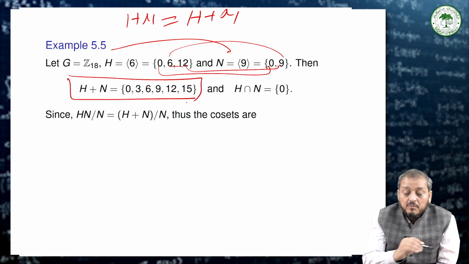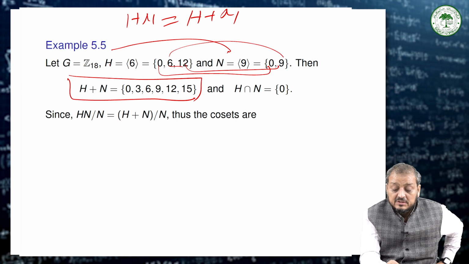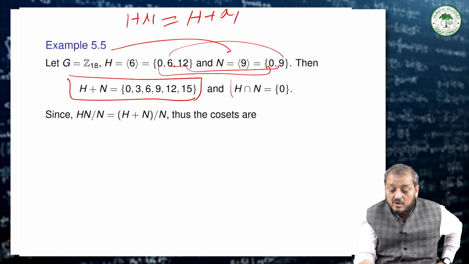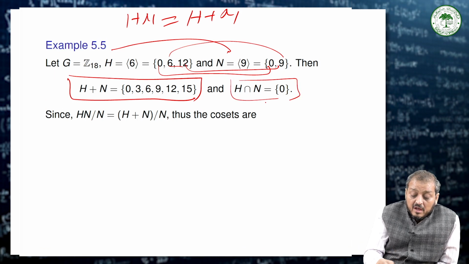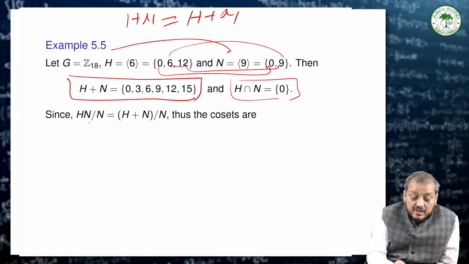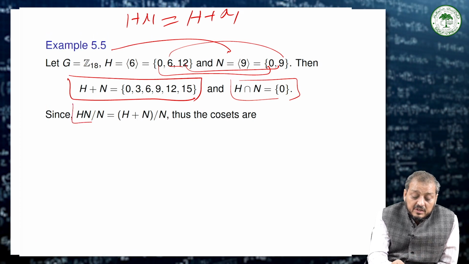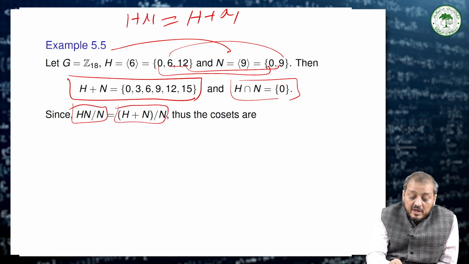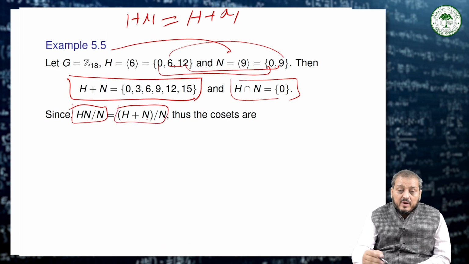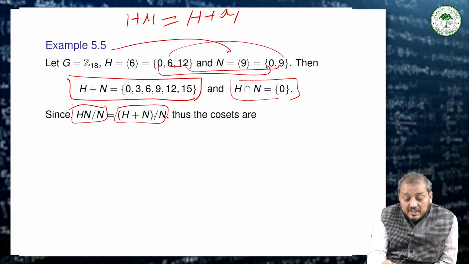So clearly H plus N takes this form. And now by these two, you can clearly see that H intersection N is equal to the identity element. So the intersection is the identity, and now according to the theorem we have to take the factor group, H plus N over N, and thus the cosets are of the form H plus N plus N.